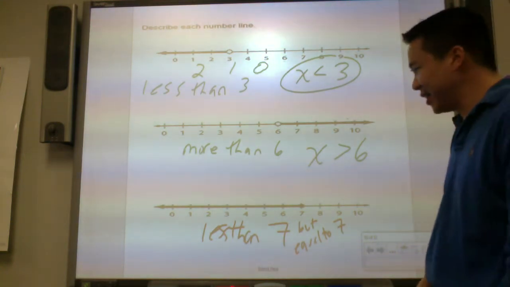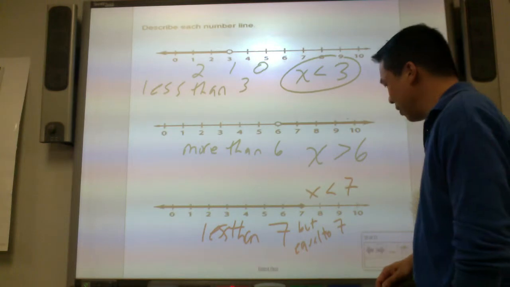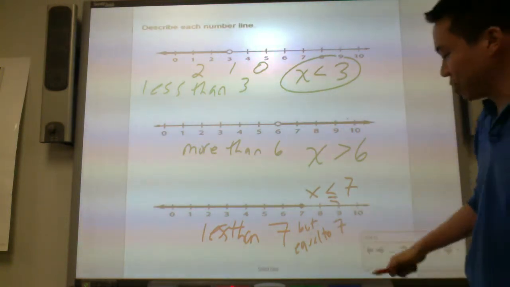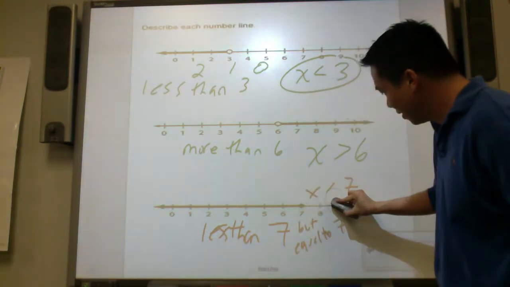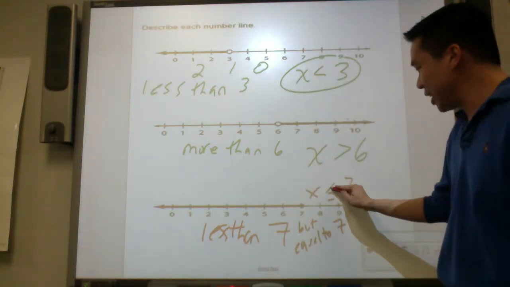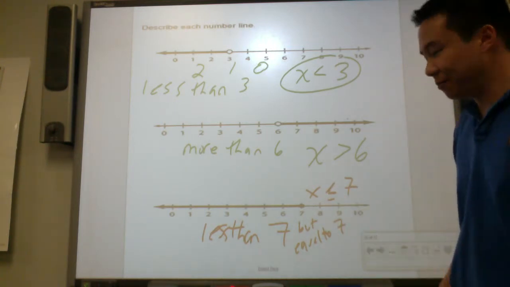So how would we write this? So x is less than 7, but it's also equal to it. So it has an equal sign under the less than sign. So it's less than or equal to 7. So this is the answer. X is less than or equal to 7.